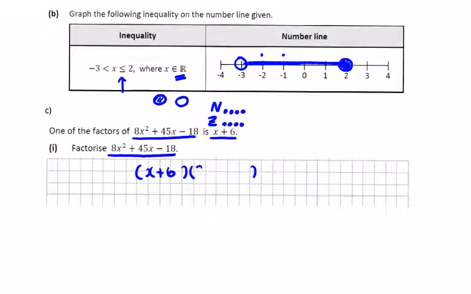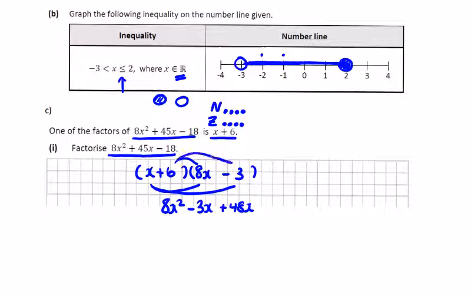So there's one way to do it. You'd have to have 8x here to get 8x squared, and you'd have to have -3 to get minus 18. You could multiply this out and see, does it work? 8x squared minus 3x, x by -3. 6 by 8x is plus 48x, and 6 by -3 is minus 18, and you can see we do get 8x squared plus 45x minus 18.